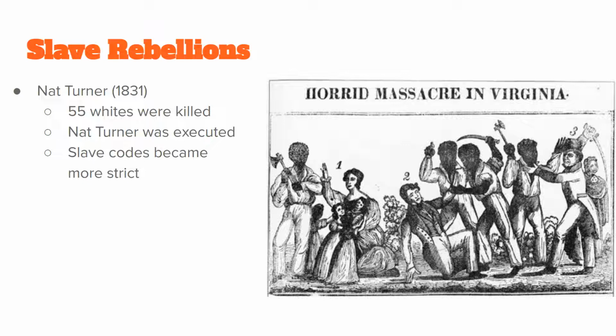Now, we're not going to get into the details of the rebellion, but what College Board needs us to know is that this slave rebellion is going to scare the South, which is going to lead to slave codes becoming more strict. And that's an important concept to know. When we see slave rebellions in America, at least, it's going to lead to laws about slavery becoming more strict. For example, they're banning the teaching of reading and writing to slaves.